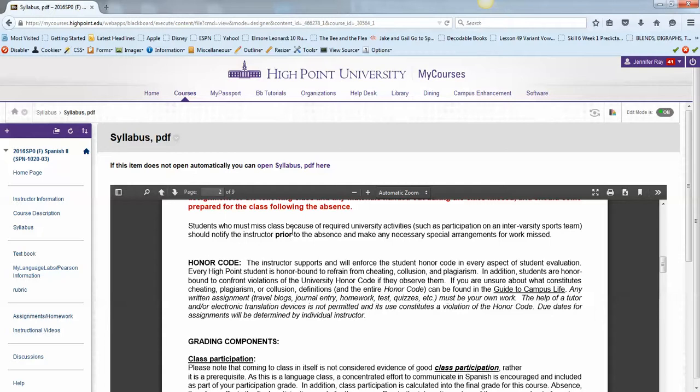And if you have to miss class because of required university activities, you're supposed to just tell me prior to your absence so we can make special arrangements.